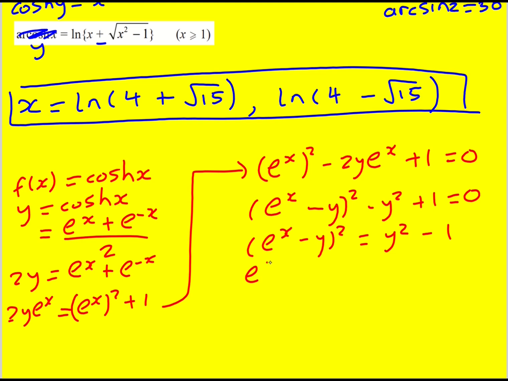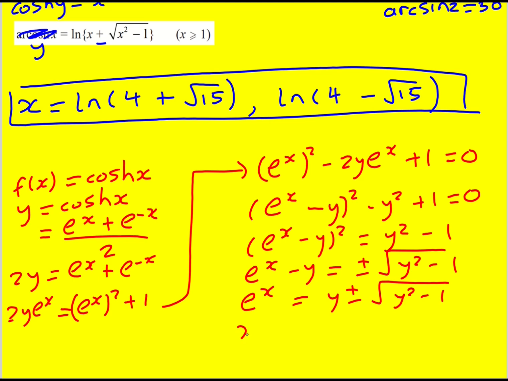And we can take the square root. E to the x minus y is going to equal plus or minus the square root of y squared minus 1. See, I've got these two answers. So e to the x is going to be y plus or minus the square root of y squared minus 1, and x is then ln of y plus or minus the square root of y squared minus 1.